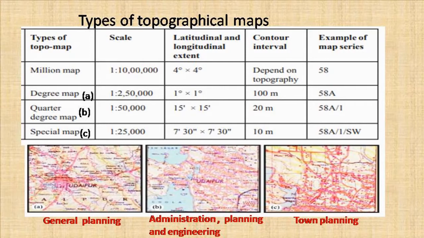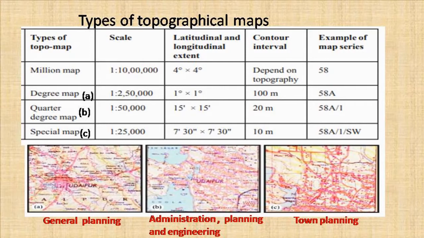The last type of map is the topographical map. They have 7 minute 30 second by 7 minute 30 second latitudinal and longitudinal coverage. So these maps provide detailed information of the area, and therefore they are useful for town planning and development purposes.